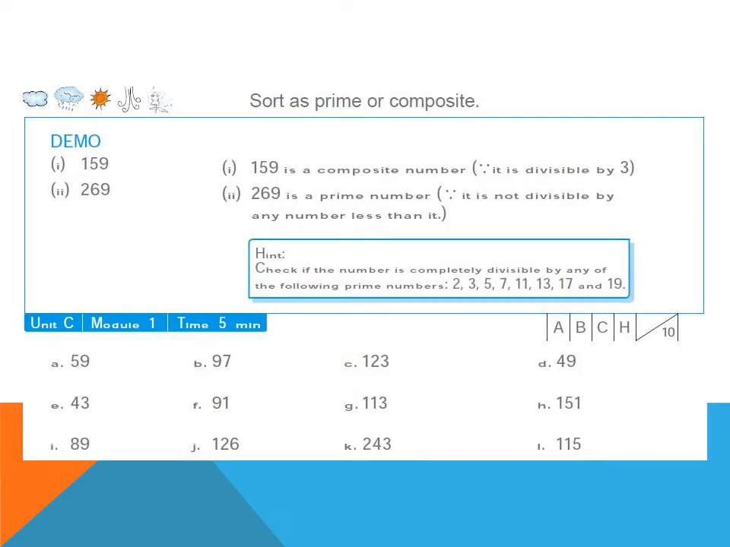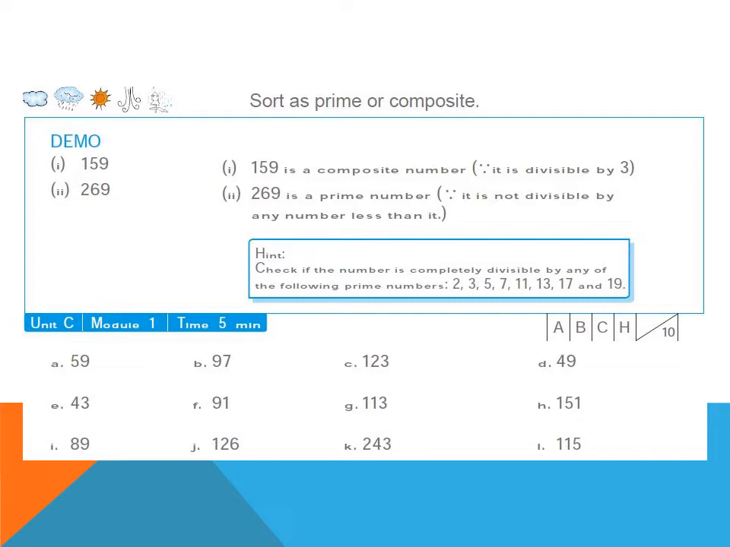Okay, now let us move on to module number 1. Sort as prime or composite. All you need to do is mention whether the given number is a prime number or a composite number. Look at the demo. 159 is a composite number since it is divisible by 3.